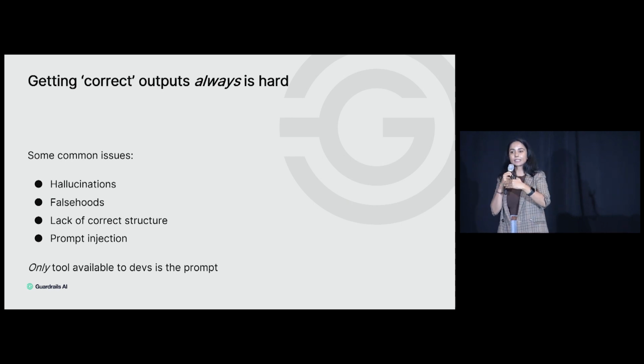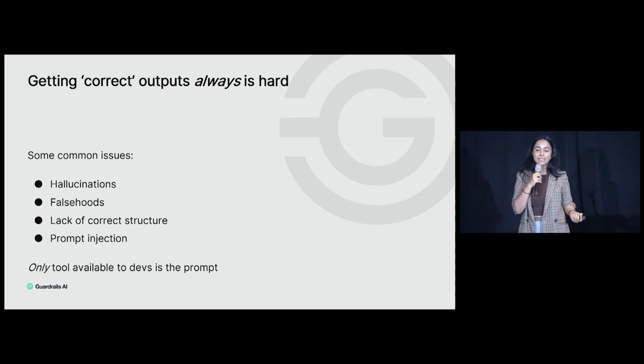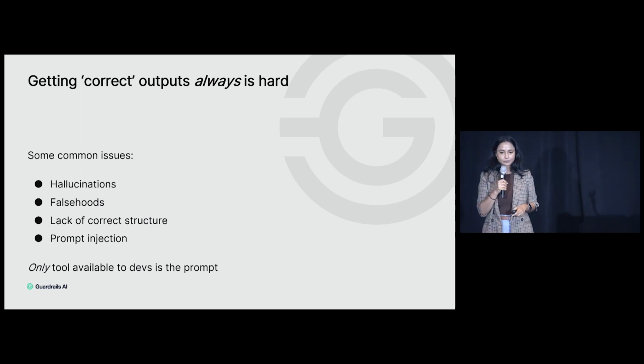If you are building these complex applications, you typically need structure. You need JSON payloads so that you can make those queries sequentially. But it's really hard to get LLMs to generate a structured data output. And then you're also susceptible to vulnerabilities such as prompt injection.